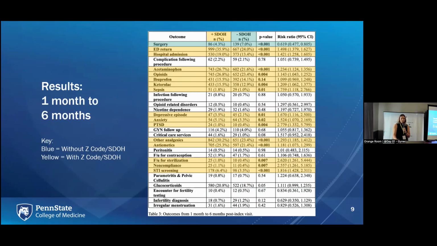Between 1 and 6 months following the index visit, patients with documented Z codes exhibited a significantly higher likelihood of returning to the ED, being admitted to the hospital, and developing sepsis. This group was also more frequently prescribed analgesic medications. Likewise, this group showed a higher rate of being prescribed antiemetics. Mental and behavioral health diagnoses also occurred at a higher incidence among the SDOH group, including a higher rate of anxiety, depressive episodes, PTSD, follow-up for sterilization, and medical noncompliance. Additionally, patients with documented Z codes showed higher frequency of STI screening compared to patients without.